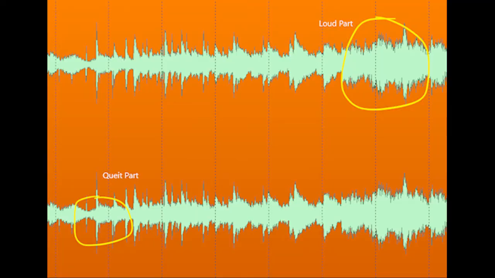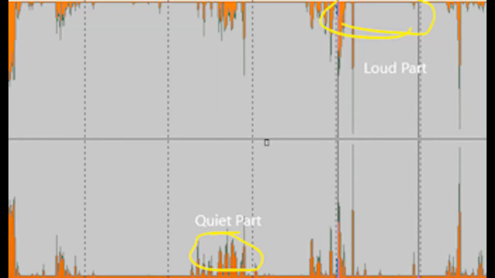So put simply, compression deals with dynamics. The way dynamics was explained to me was, if you think about classical music and how there's really loud sections and there's really quiet sections, and the difference between the two is quite large. This means that it has a very large dynamic range. Whereas in electronic music, the difference between the loud bits and the quiet bits is actually quite small, which means it has a smaller dynamic range.